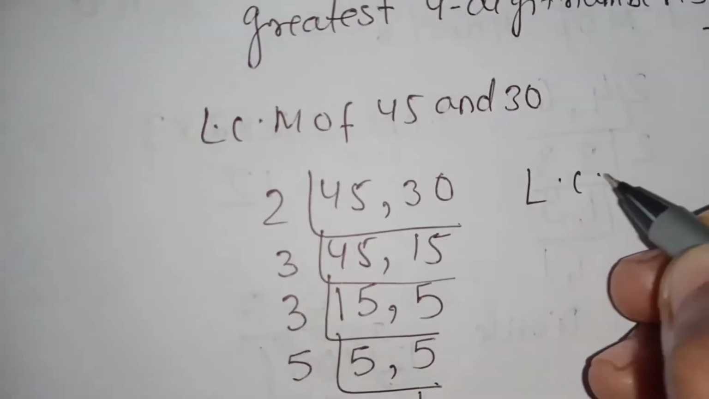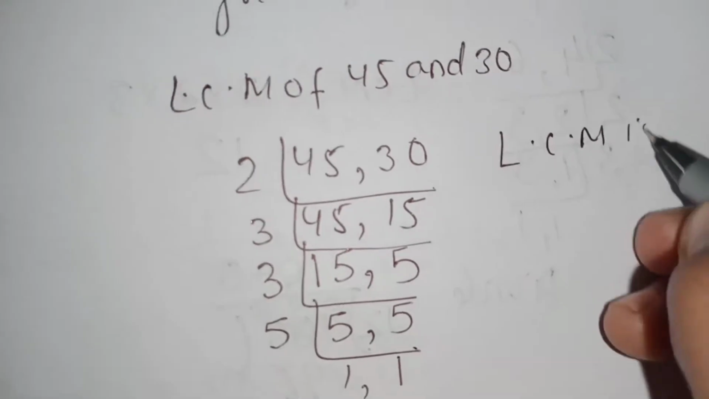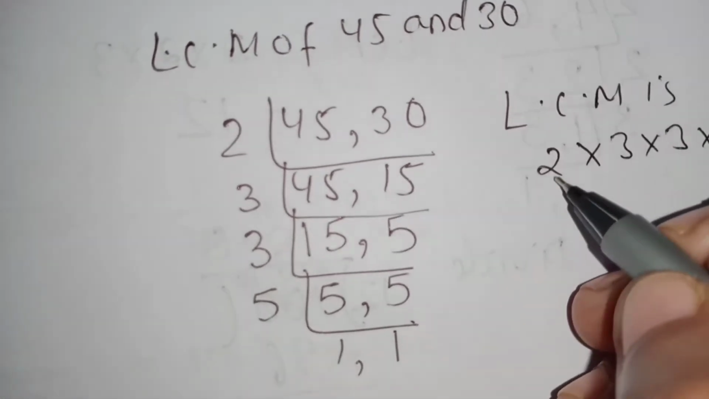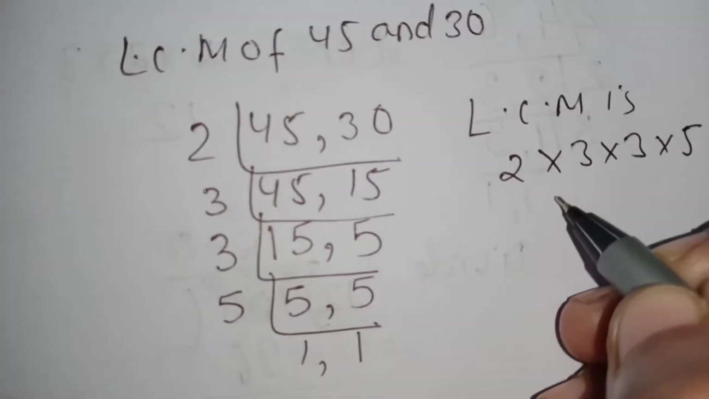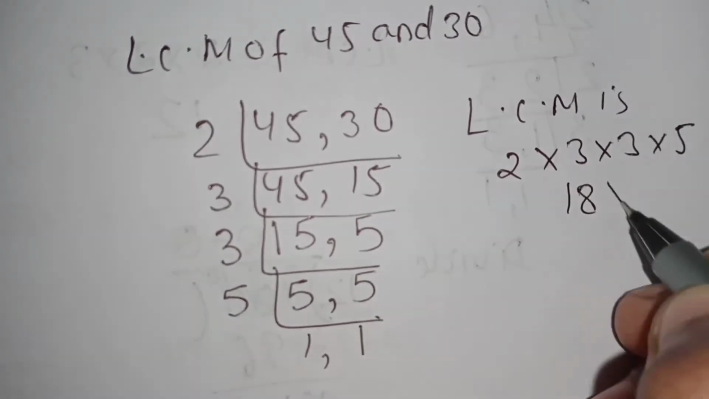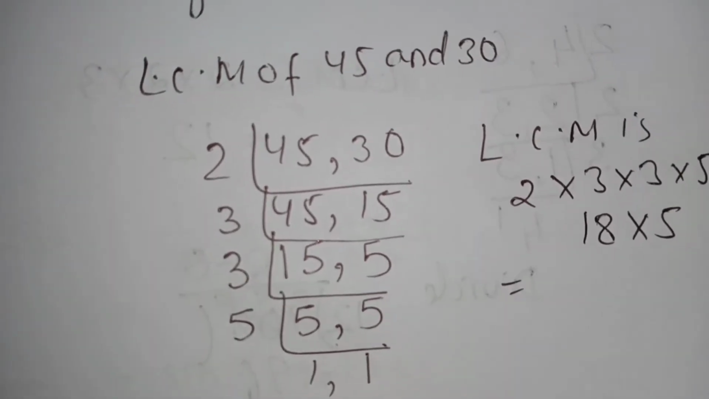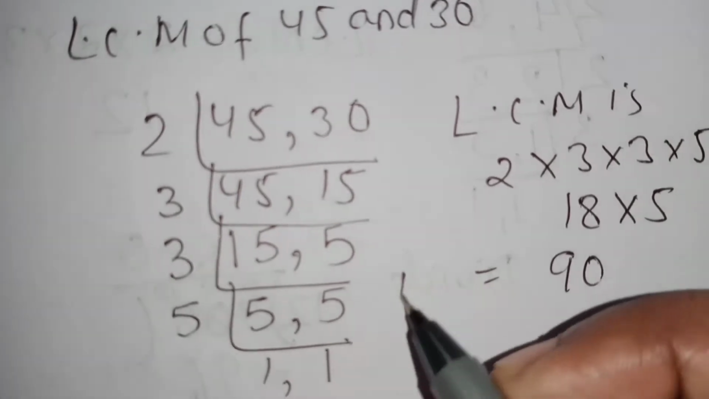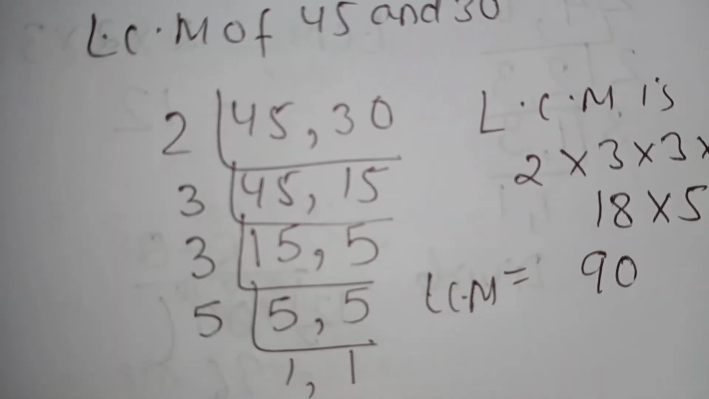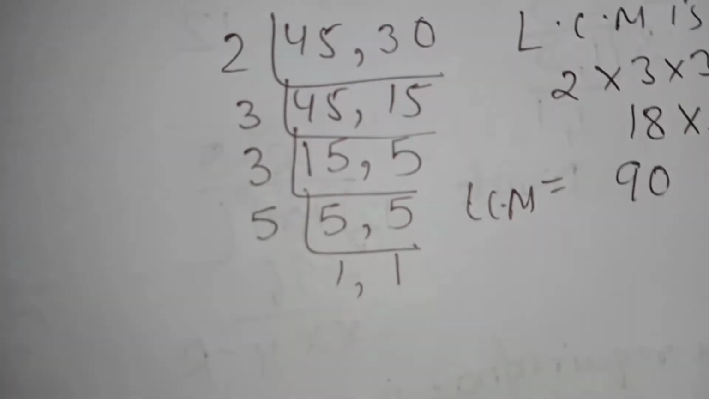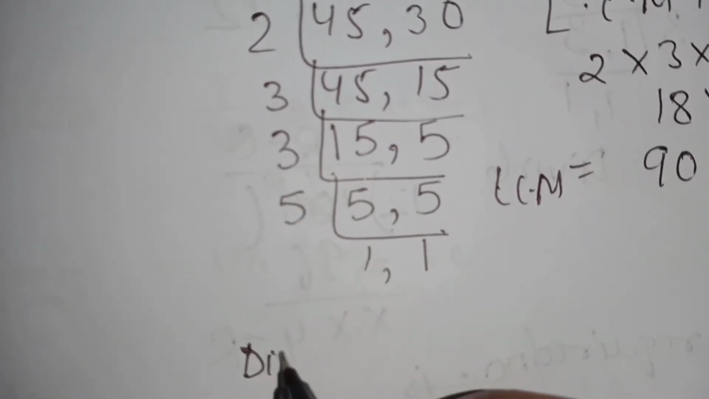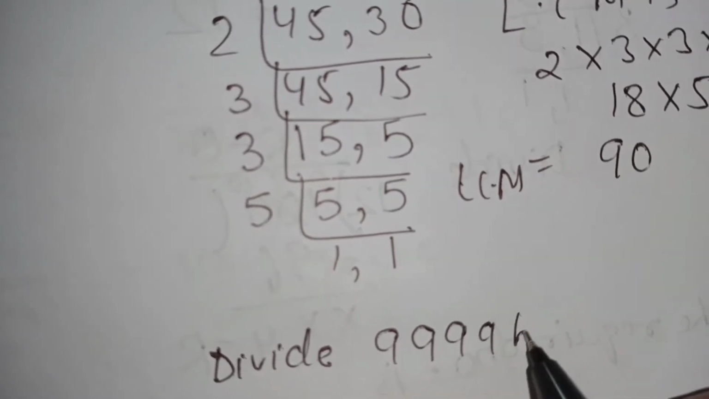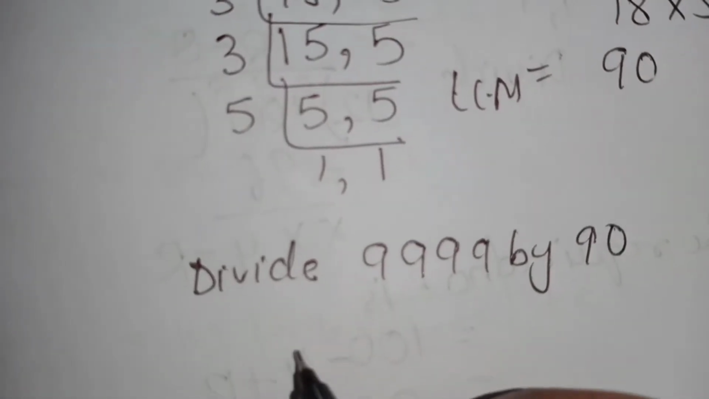Now we will find the LCM. So what is the LCM? It is 2 into 3 into 3 into 5. So 2 3s are 6, 6 3s are 18, 18 into 5. So 18 into 5 is how much? It is 90. Okay, so this is the LCM. Now next what you have to do is that we have to divide. Okay, we'll write here divide 9999 by 90. We'll divide here.